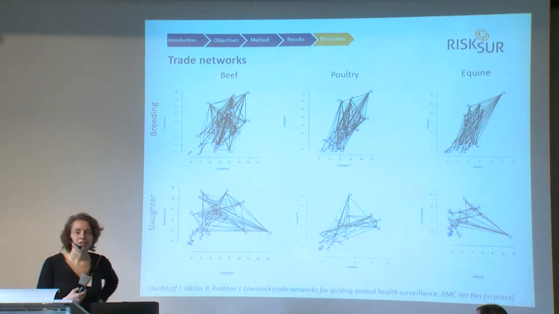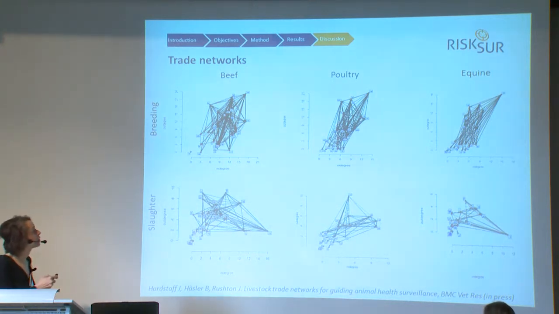And what I would like to show here is that we can see that our breeding networks are much more connected than our slaughter networks, which probably is related to having smaller consignments and many more of them. And slaughter consignments will usually be much bigger and there will be fewer. So we already see a difference in the purpose and the connectivity in the network because of the breeding or slaughter purpose.